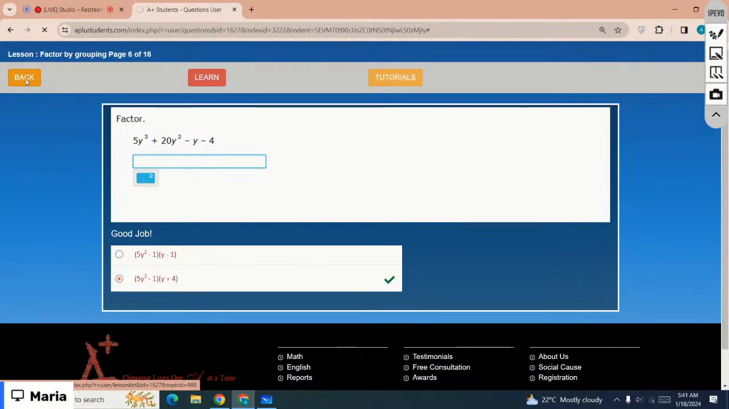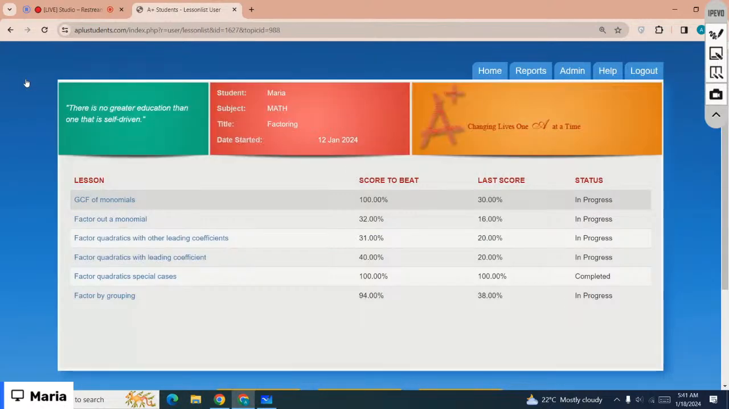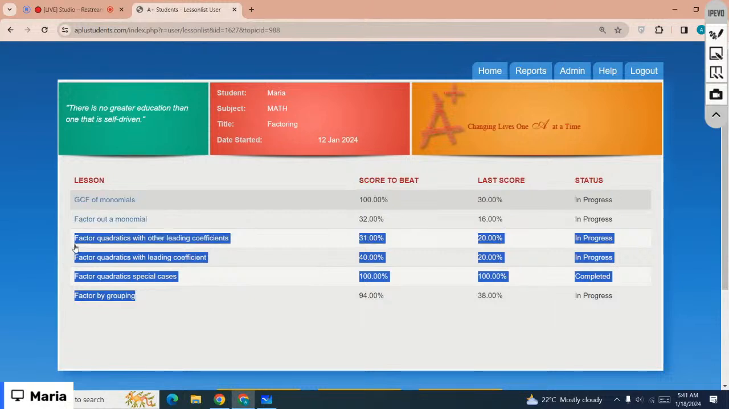So we were working on grade 9 math. The chapter we're working on is factoring, and the lessons we have covered today are factor quadratics with other leading coefficients, factor quadratics with leading coefficients, factor quadratic special cases, and the one we just covered is factor by grouping.